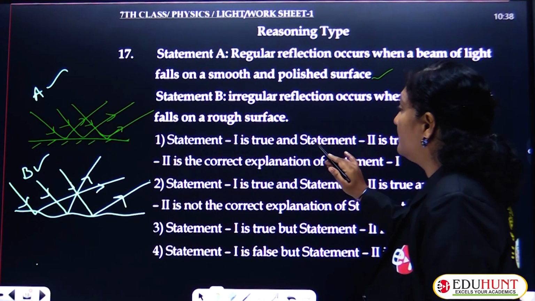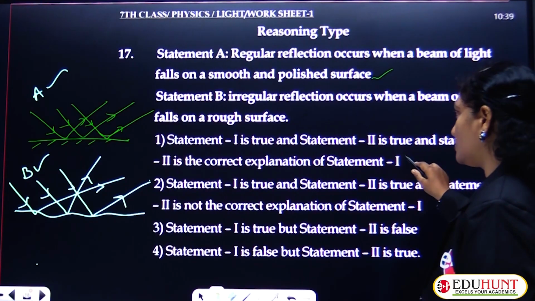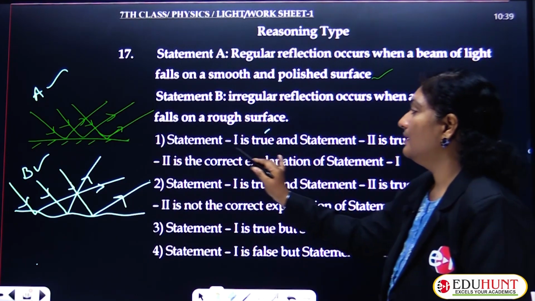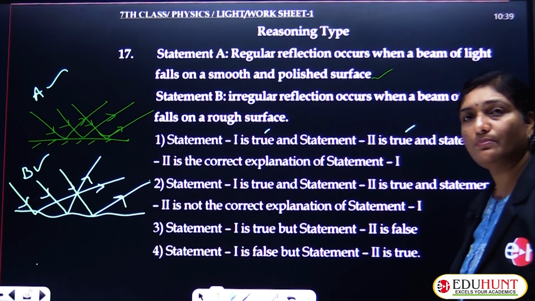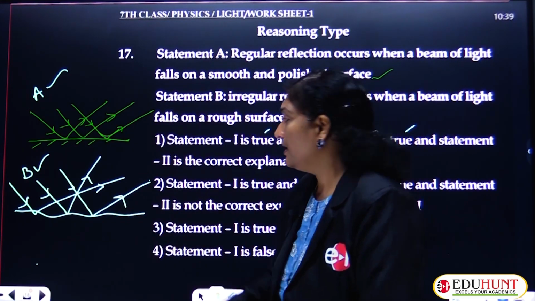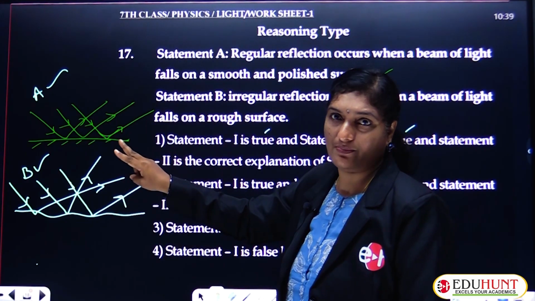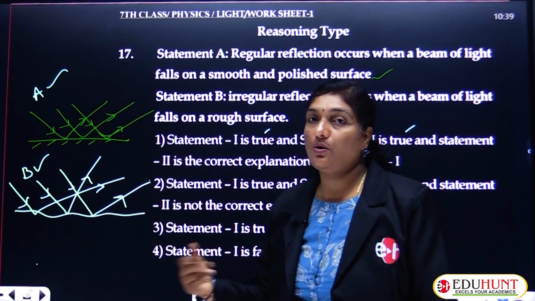Now, in the options they were asking us: statement 1 is true and statement 2 is true. Yes, of course. And statement 2 is the correct explanation of statement 1. How is that possible? This is a different statement and this is a different statement. This does not explain this. There are two different statements, so statement B does not explain statement A.